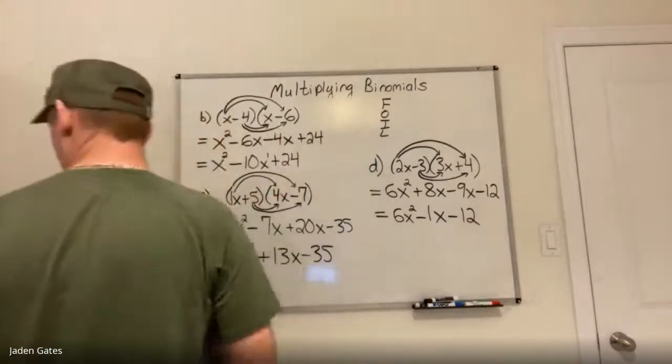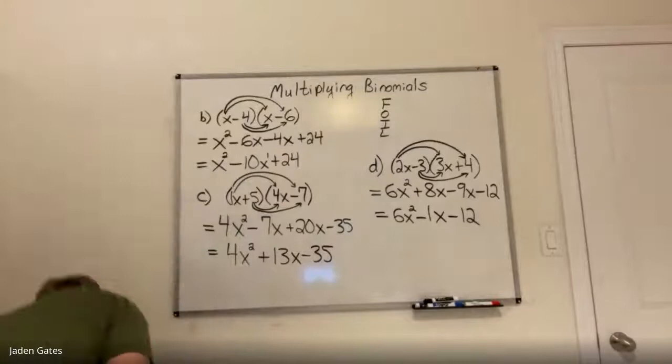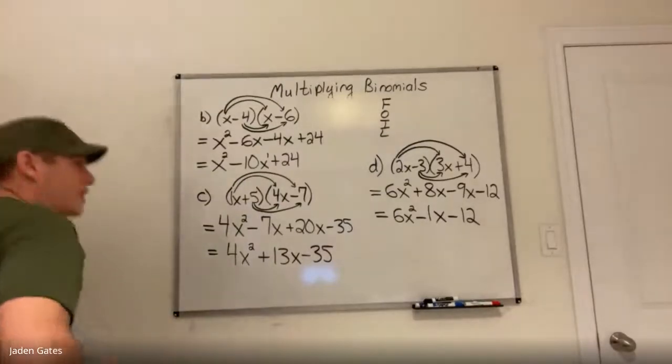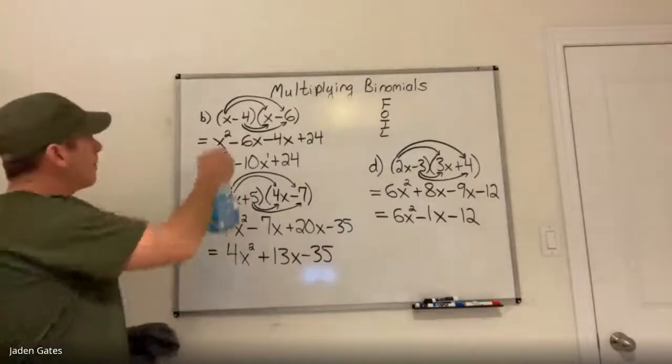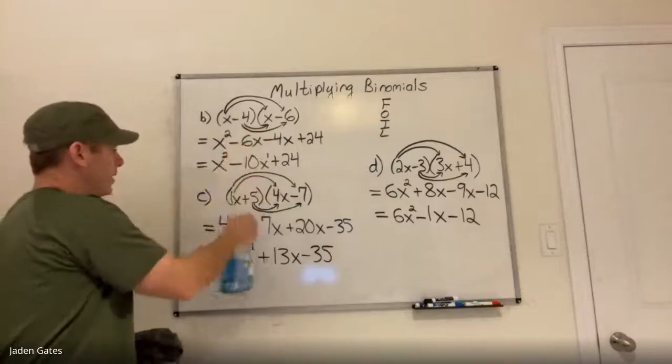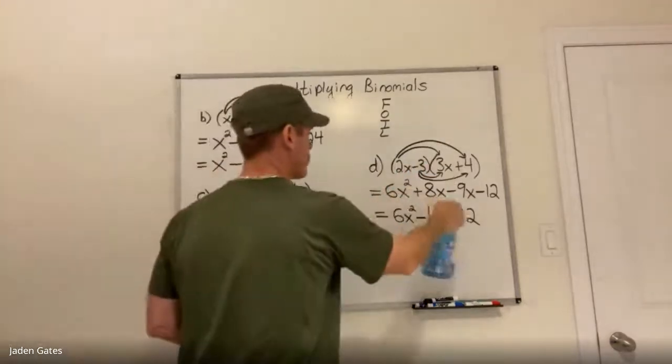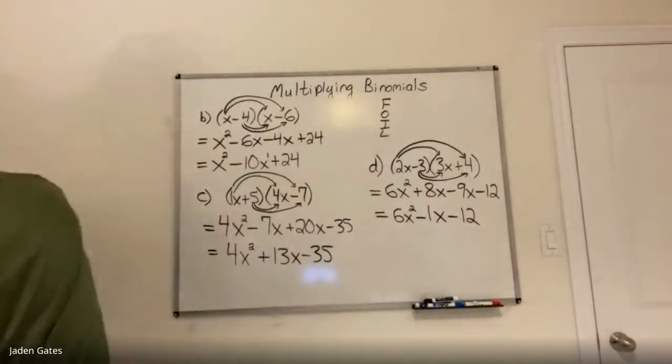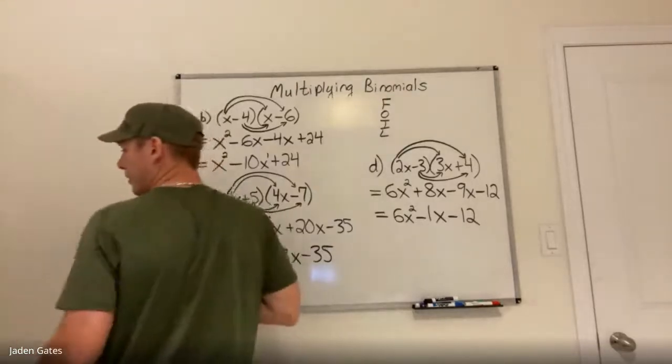All right, so that's multiplying two binomials, but there is a special case where there's a little bit of a trick. A trick in a good way, because it's a shortcut to multiplying certain binomials.